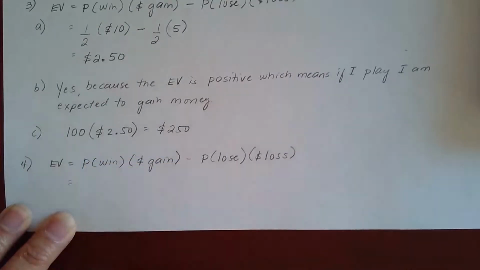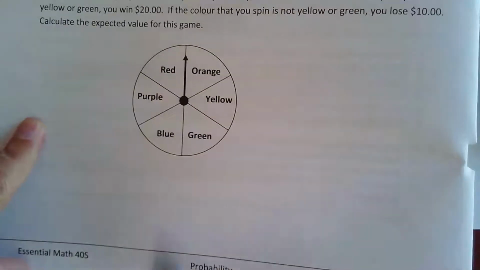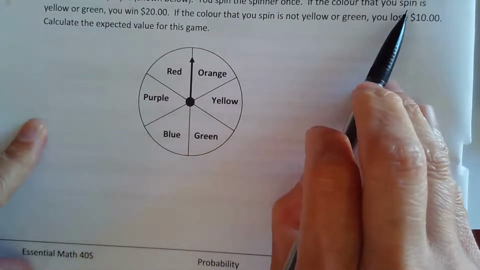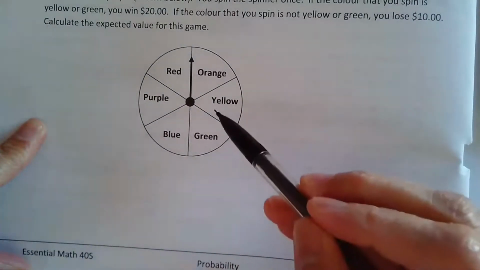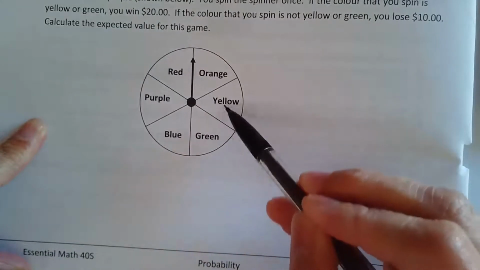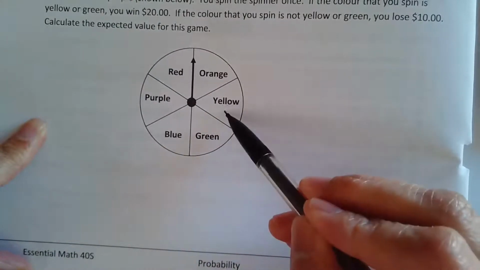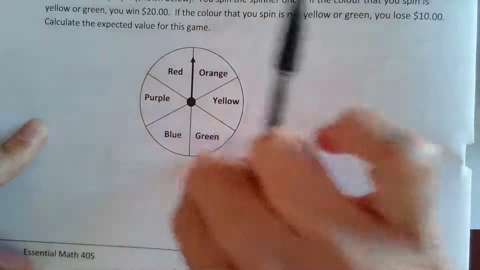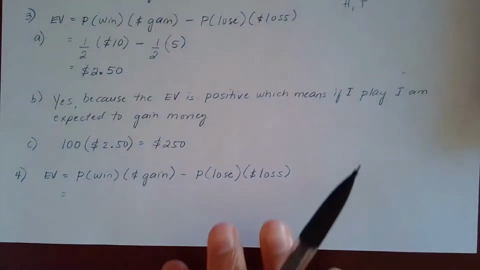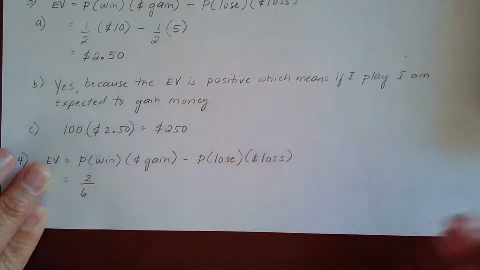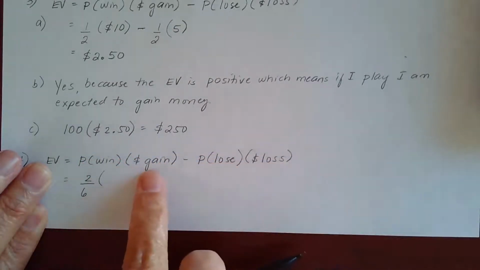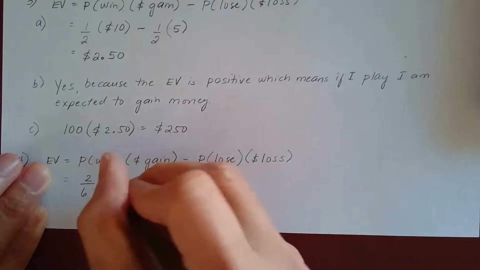Okay, so I'm just going to show you this. It says here, if the color that I spin is yellow or green, well, what's the chance I'm going to get yellow or green? There's yellow and green, 2 out of everything. So 2 out of 6. So the probability that I'm going to win, that means if I'm going to get yellow or green, is 2 out of the 6. And if I win, I'm going to get $20.